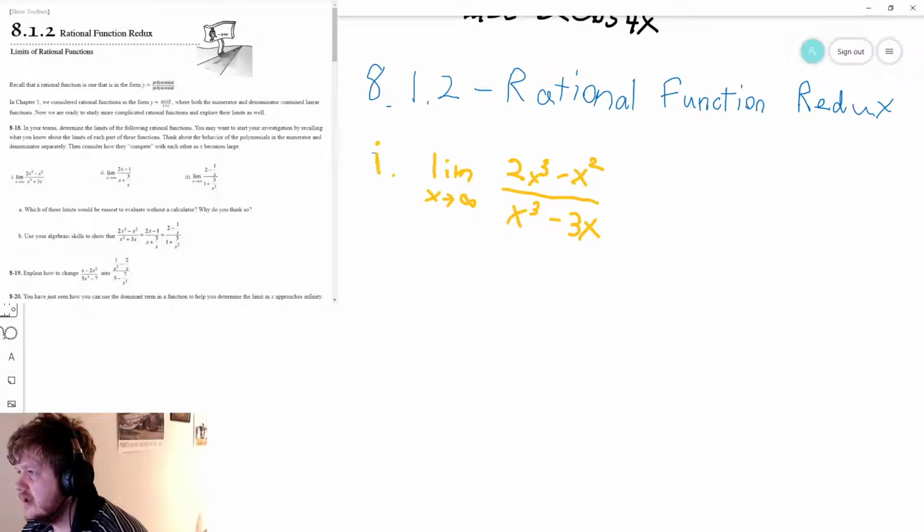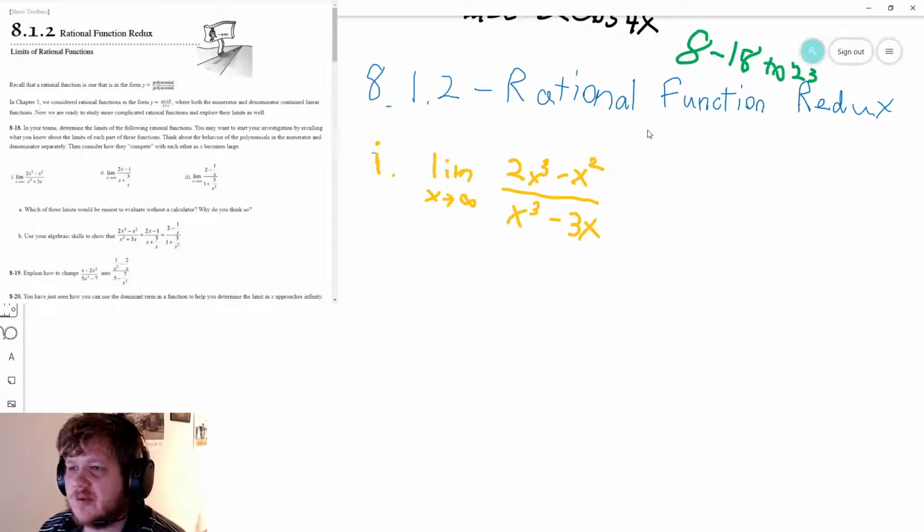And let's go with green. So, 8-18 to 8-23 is what we're going to be working on. And as you have here, I have 8-18 pulled up.